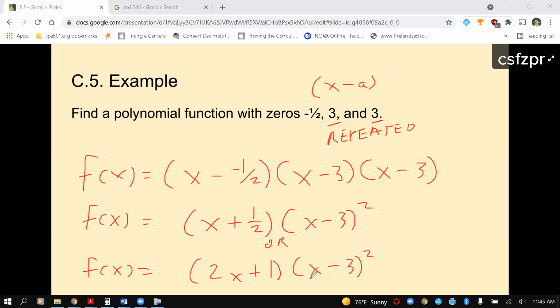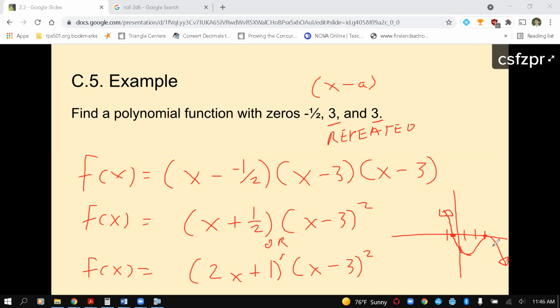Okay. All right. So what this means is for this graph at -1/2, which would be right here, we have a degree or a power of 1, which is an odd number. So it's going to cross through at that point, like that. And then at 3, my other 0 has an even power. So at that point, it will touch the x-axis, but then turn back like it's scared.